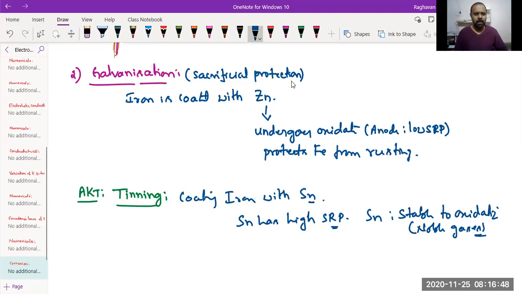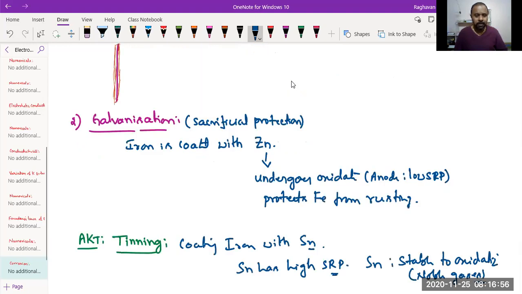Okay, but as long as tin is there on the surface as a coat, it can be very much protected. That is one thing which is really a point to be noted. Tin should not wear out. That's all. So there is a difference. Zinc is having low SRP. When zinc is coated, zinc undergoes corrosion. When tin is coated, tin has high SRP. It doesn't undergo reaction. That's why it is coated.